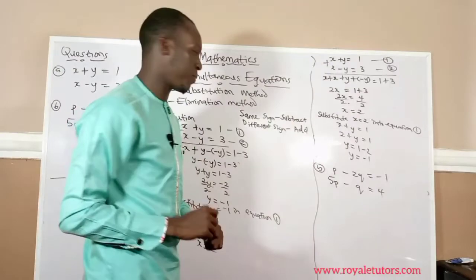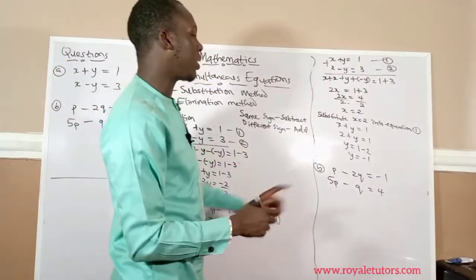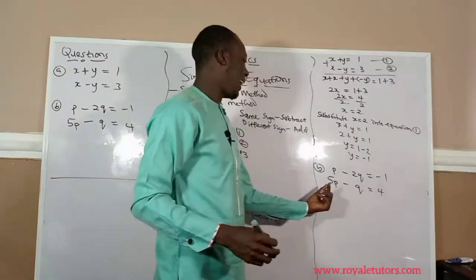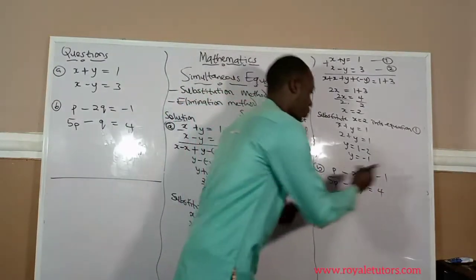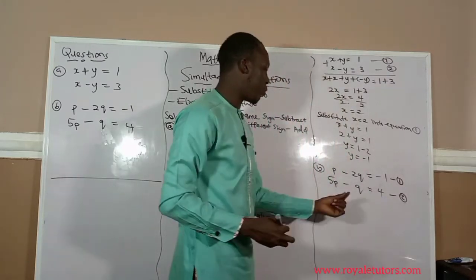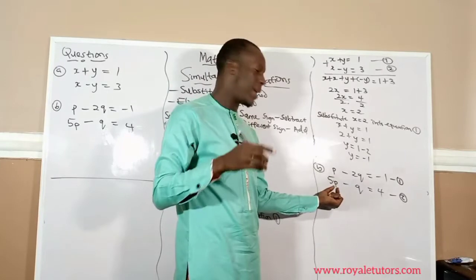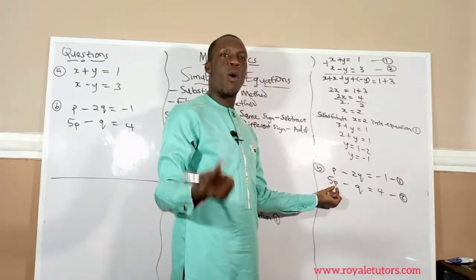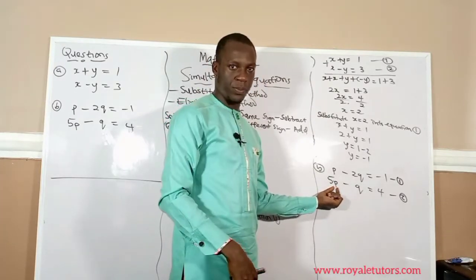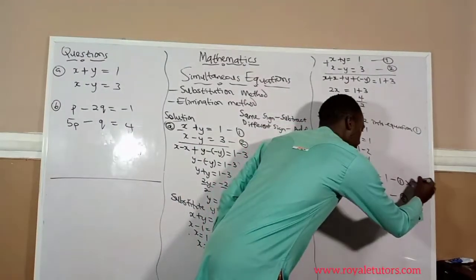Life is very, very simple. So I'm assuming we want to eliminate p. What's the coefficient of p in equation 2? This is equation 1 and this is equation 2. The coefficient of p in equation 2 is 5. So we multiply equation 1, the whole of equation 1, by the coefficient of p in equation 2. In this case, 5. So you multiply this by 5.